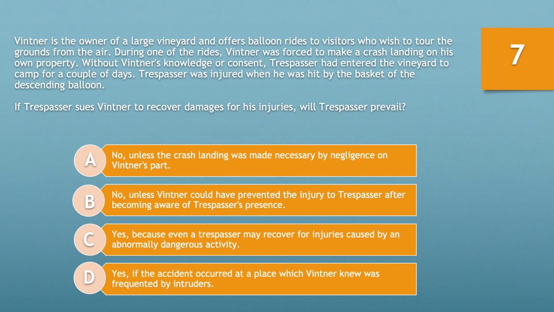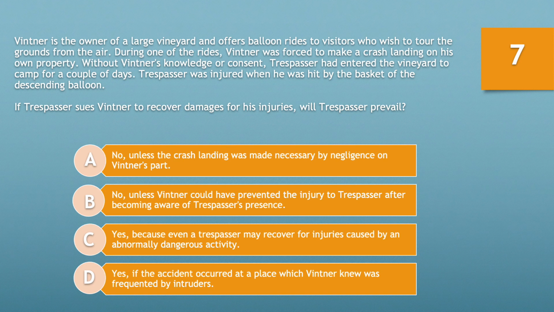Question number 7. Vintner is the owner of a large vineyard and offers balloon rides to visitors who wish to tour the grounds from the air. During one of the rides, Vintner was forced to make a crash landing on his own property. Without Vintner's knowledge or consent, Trespasser had entered the vineyard to camp for a couple of days. Trespasser was injured when he was hit by the basket of the descending balloon. If Trespasser sues Vintner to recover damages for his injury, will Trespasser prevail?